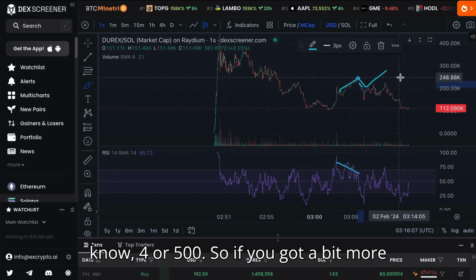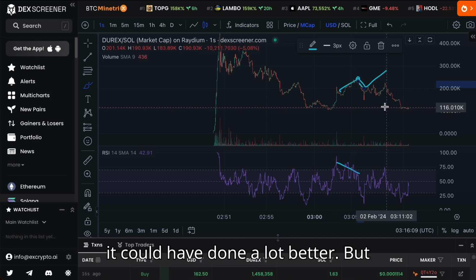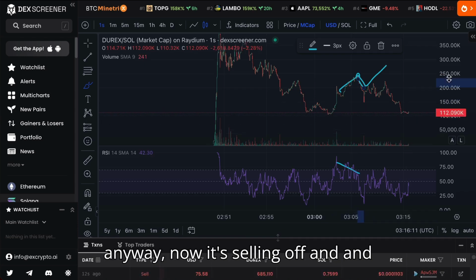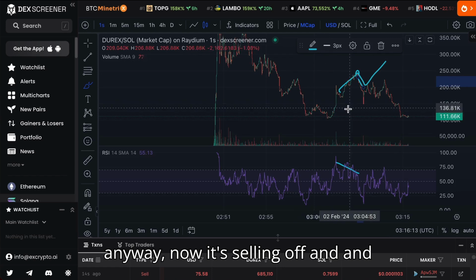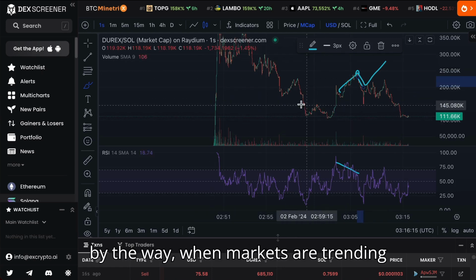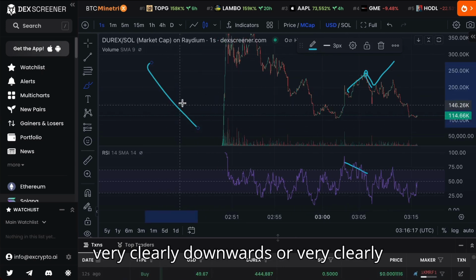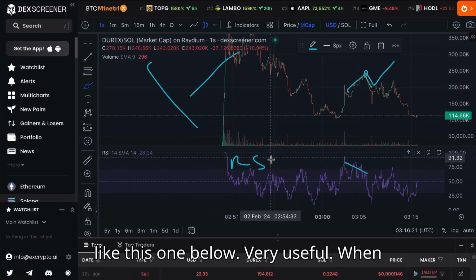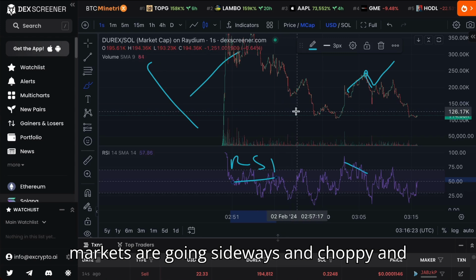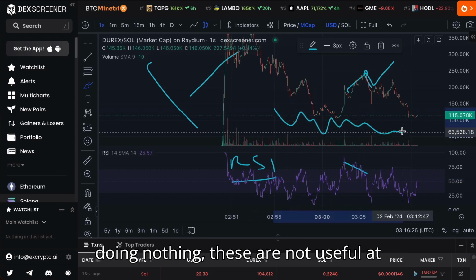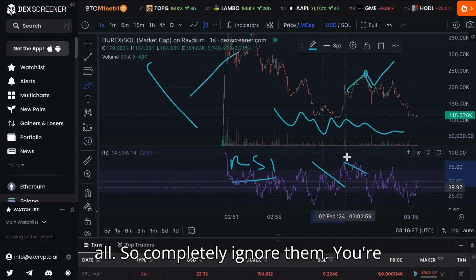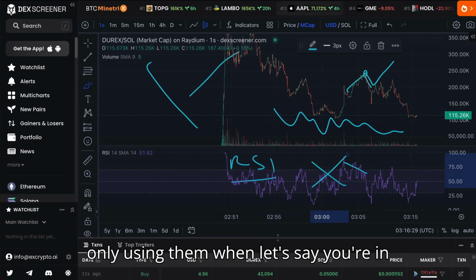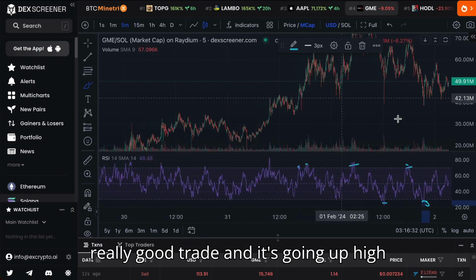So if we got a bit more momentum and a bit more buying pressure, it could have done a lot better. But anyway, now it's selling off. And by the way, when markets are trending very clearly downwards or very clearly upwards, momentum indicators like the RSI, like this one below, are very useful. But when markets are going sideways and choppy and doing nothing, these are not useful at all. So completely ignore them.